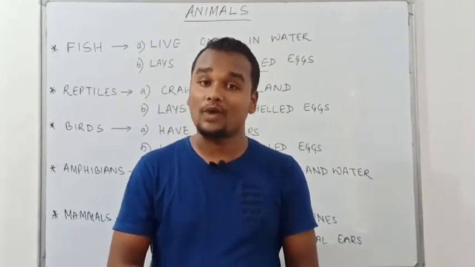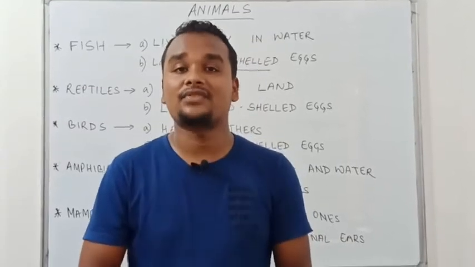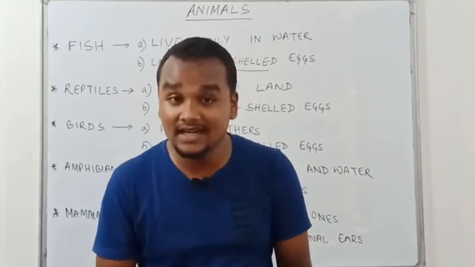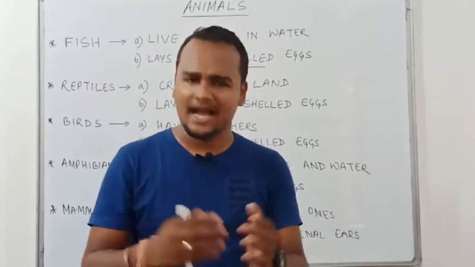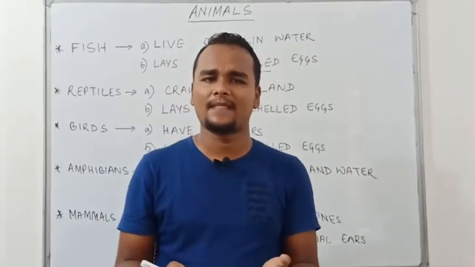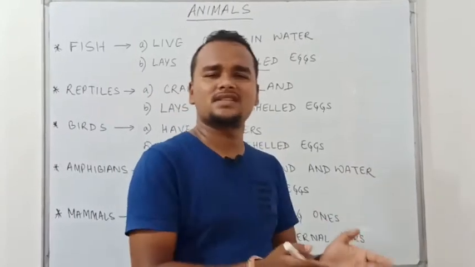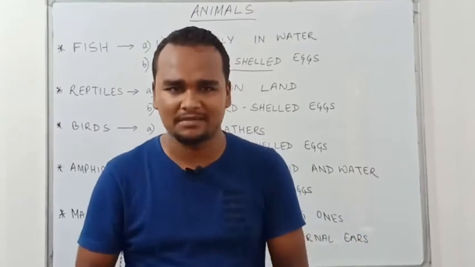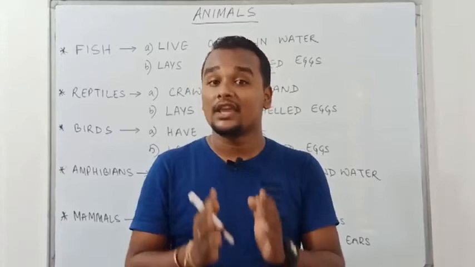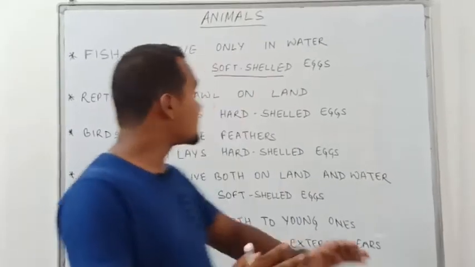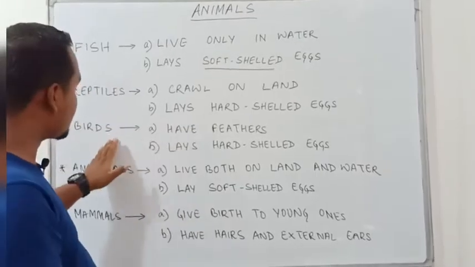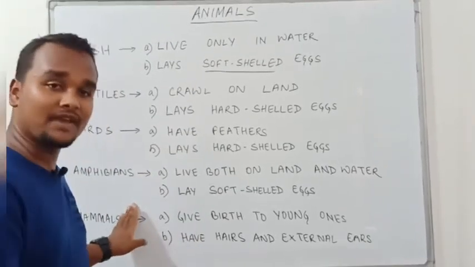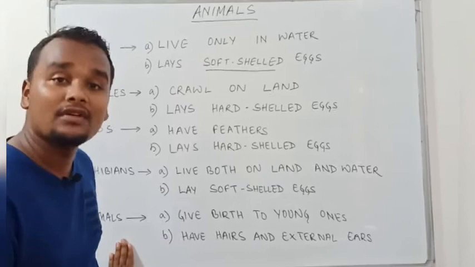Clear? So that is the reason why the whale is not classified as a fish. Instead, it is classified as a mammal. In a later part of the video, I am again going to explain about this whale. Why is it not categorized as a fish? Why is it categorized only as a mammal? But till now, you have understood the different characteristics of fish, reptiles, birds, amphibians, and mammals even.